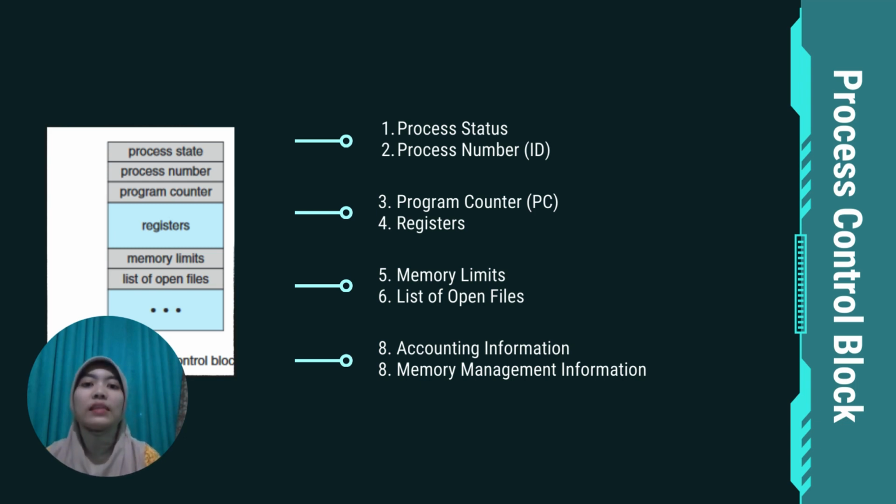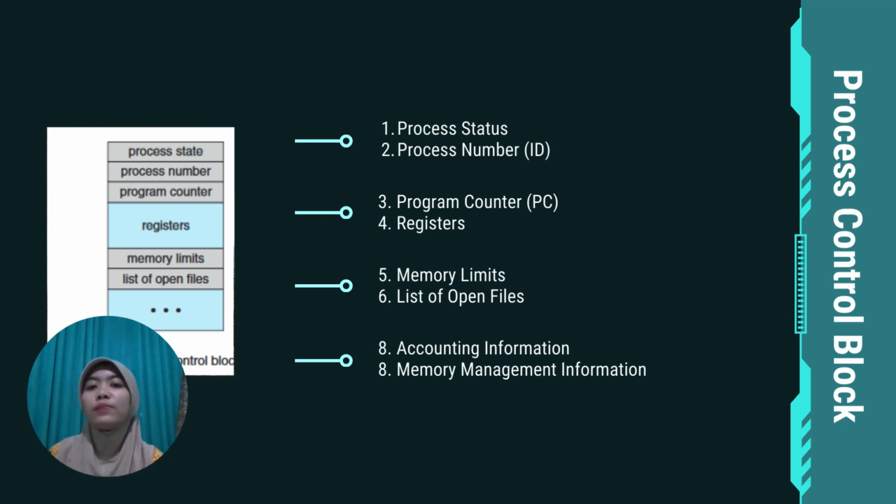The fourth is registers. Registers store the current state of the CPU for a particular process. This includes data registers, address registers, and status registers. For instance, the accumulator register may hold intermediate results during arithmetic operations.